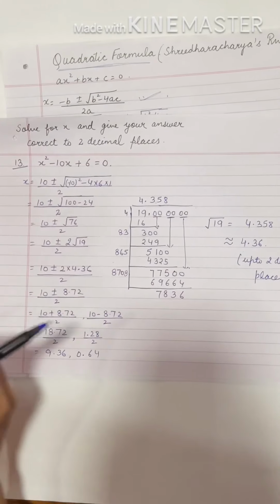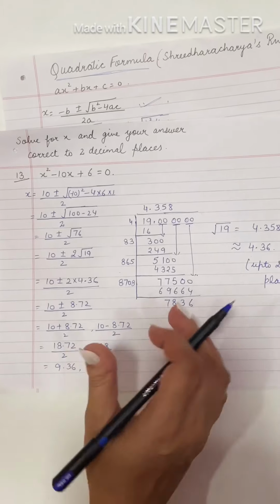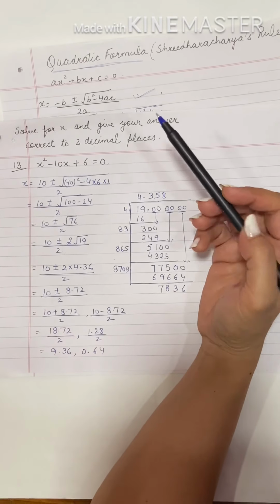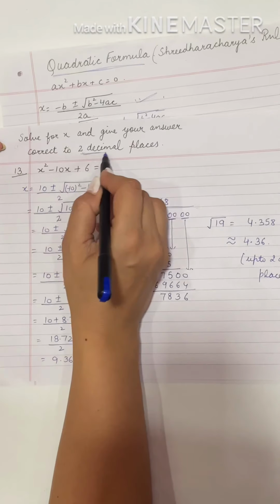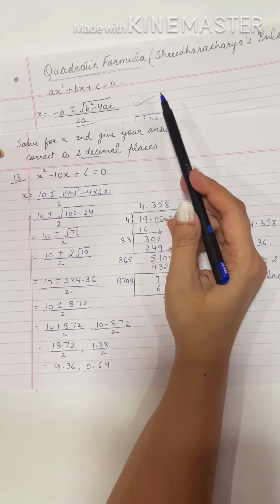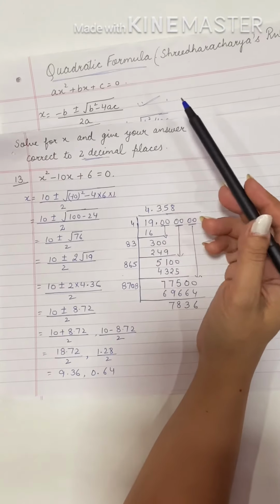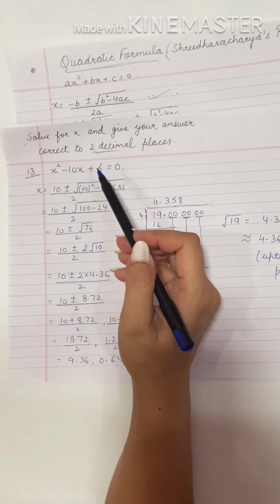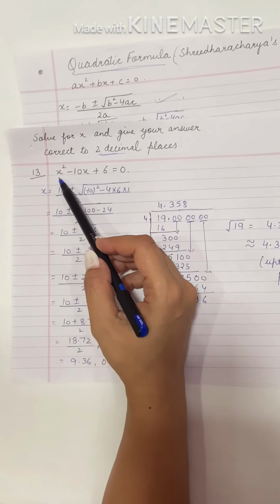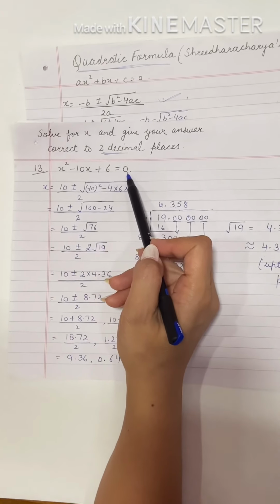Next, we have one of the most important types of question from this chapter. In this, we have to solve for x and give the answer up to 2 decimal places. These are also based on the same quadratic formula. The thing is, we have to give the answer in decimals also. I'll explain it with this example. x square minus 10x plus 6 equal to 0.